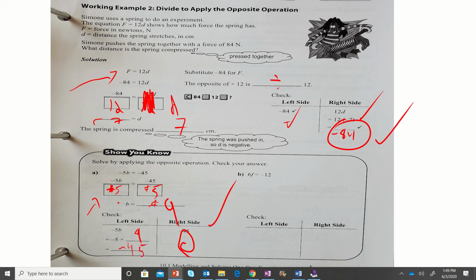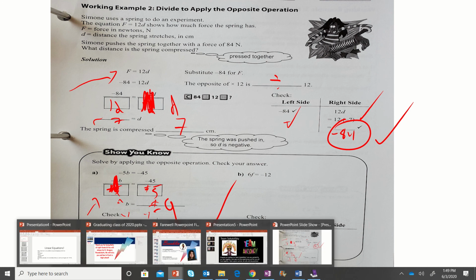So what I did was I divided by 5 on each side to cancel it out. So now it's just negative B. And then I did divide by 5 here, and I'm going to get negative 9. Now to get B as a positive, you're going to multiply by negative 1 here, and multiply by negative 1 here, so it's going to be positive 9. And then you're going to do 5 times 9 equals negative 45.